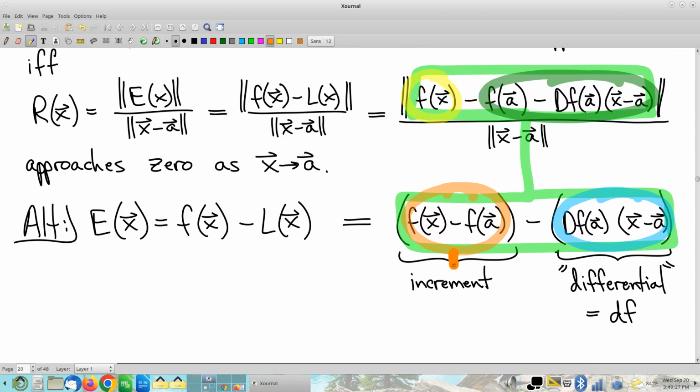Terminology, the actual change in the value of the function is called the increment. We're going to use this word somewhat throughout the course. And the estimated change in the value of the function that we have right there, that's called the differential. And y'all might recall this from single variable calculus. They always talk about dy, for example. They call that the differential. That's because dy is the linear estimate of the change in the value of the function. All right. And off we go.